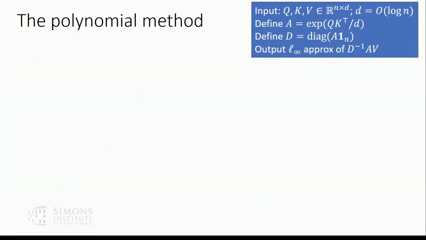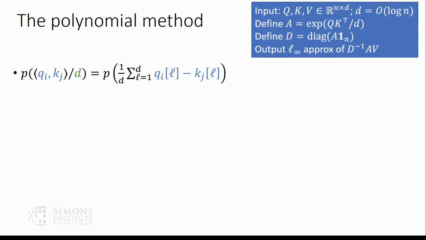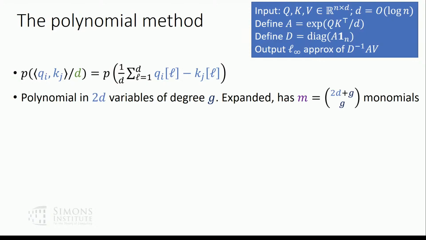Okay, and here's the idea. P evaluated at the inner product of Qi and Kj, we can expand it out like this, by what the inner product means. We're going to think about this as a polynomial in 2d variables, the d entries of Qi and the d entries of Kj. Its degree is g, the degree we just talked about, because we're plugging a linear polynomial into a degree g polynomial. And the dimension m we're going to get is going to end up being the number of monomials when you expand this thing out, which you can do some counting argument and see it's 2d plus g choose g monomials.